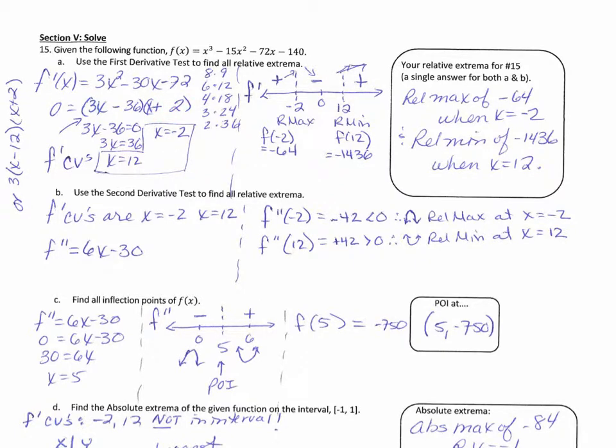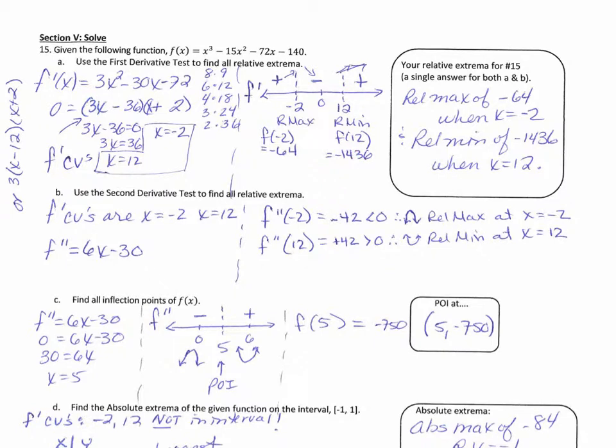You need a sign chart for the first derivative test. I recommend you label it, because that reminds you where you're substituting your test values in. Here are our critical values, -2 and 12. Test values show us this pattern. So we get a max at x is -2, and we get a relative min at x is 12.